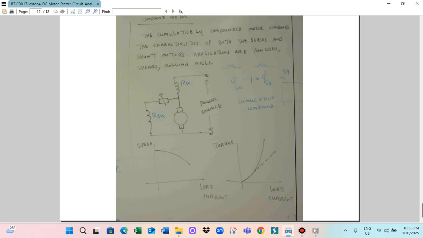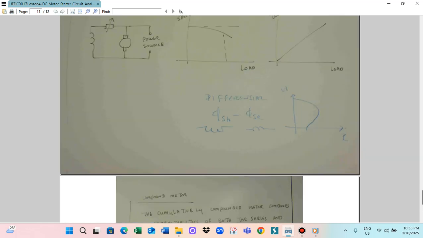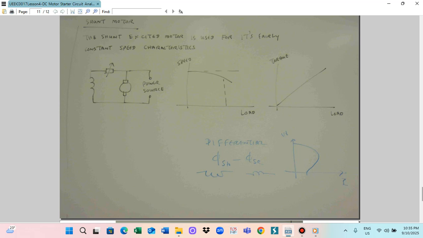Differential compound means that the series flux is subtracted from the shunt flux: phi shunt minus phi series. In cumulative compound, the windings are in the same direction, this winding goes one way and this one goes the same. Differential compound means this winding goes in this direction, and this one goes in the opposite direction.